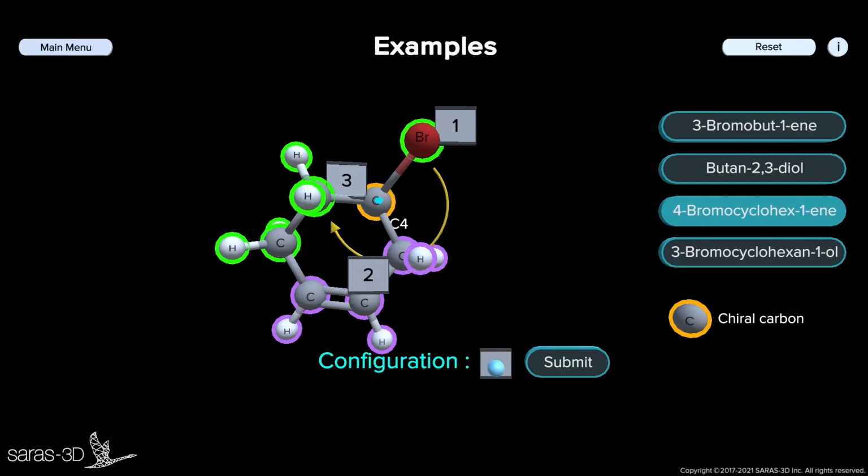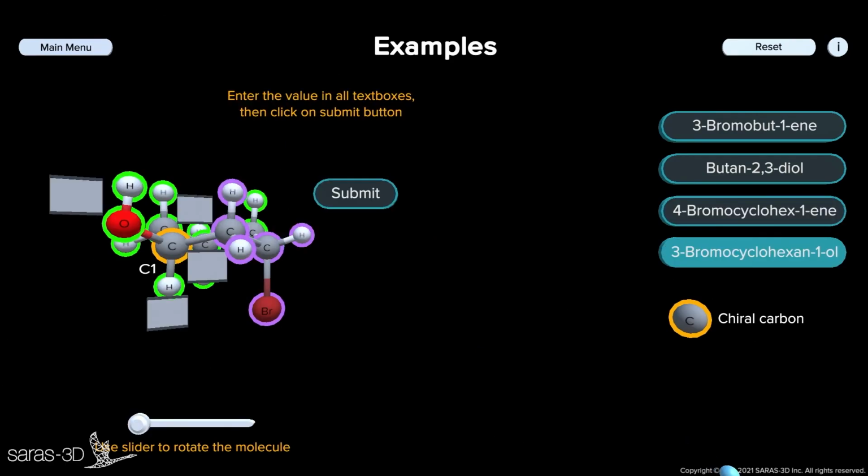So this molecule has a configuration R at the fourth chiral center. Okay, so the configuration will be 4R. Now here we have 3-bromocyclohexan-1-ol. So let's understand how to assign the configuration to this molecule.